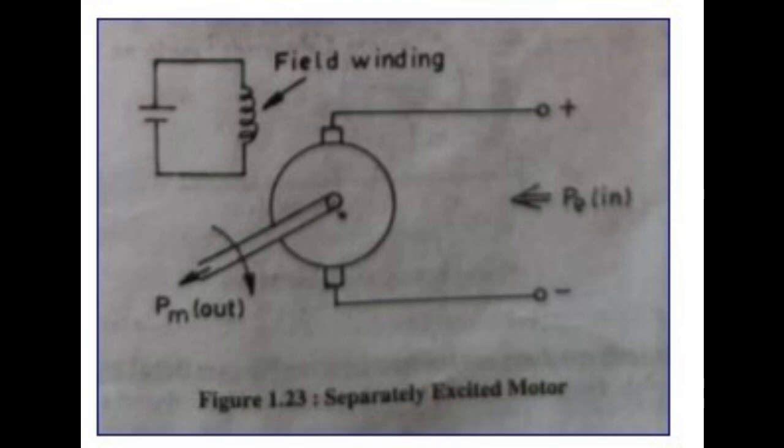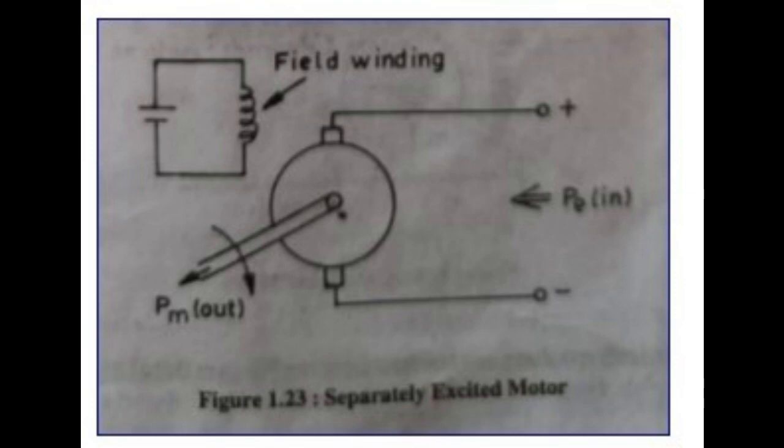DC motors. These are used to work on direct voltage and current. Separately excited motor. In this type of motor, the field winding of the machine is excited by a separate DC source as shown in figure 1.23. Look at the screen.